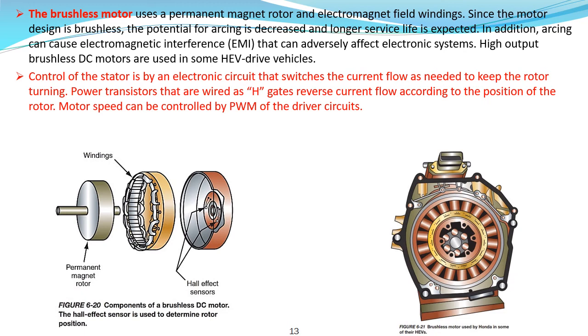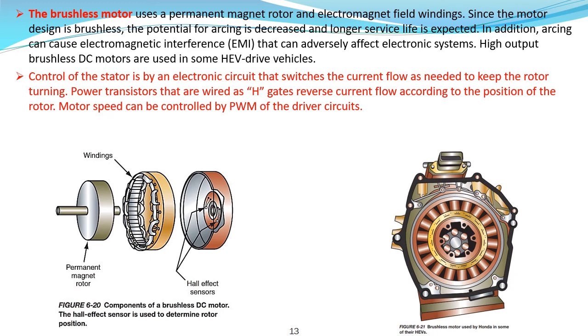Control of the stator is by an electronic circuit that switches the current flow as needed to keep the rotor turning. Power transistors that are wired as H-gates, which we will explain, reverse current flow according to the position of the rotor.